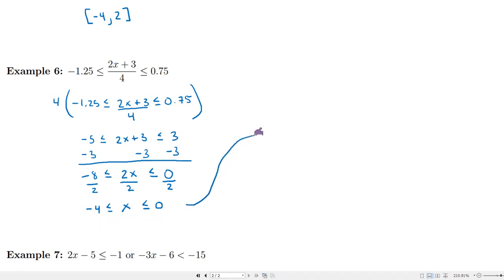So let's do that with both graphical and interval notation. Graphically, this would look like the following. We would have -4, and we're going to include that, and we're going to go up to 0, and we're going to include that as well. Since I didn't use any color, let's make that really clear. Right, so we're talking about that, and the interval notation would be -4 with a square bracket, 0 with a square bracket. So that would be the answer.